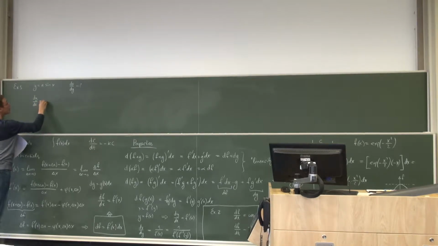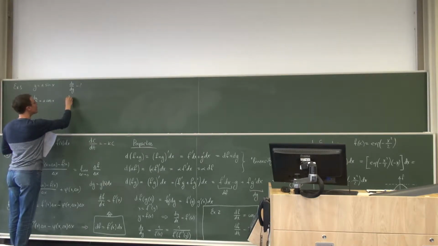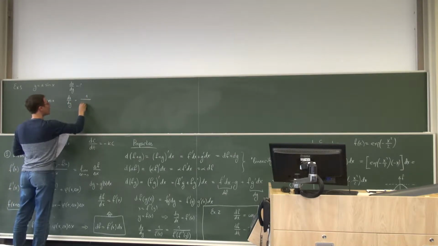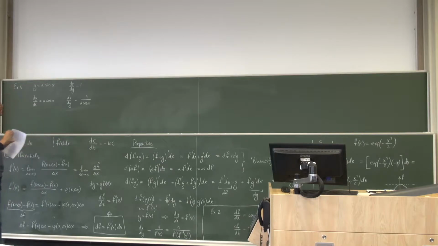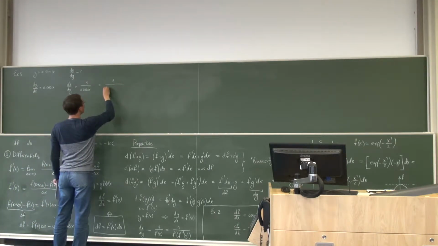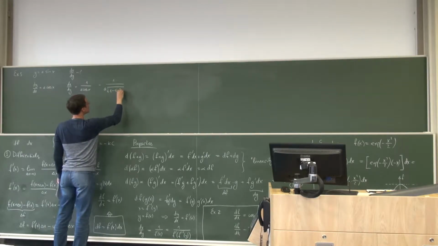dy by dx is a cosine x. Right? We all remember how to differentiate sine. Therefore, dx by dy is 1 over a cosine x. But then we'd really like this to be a function of y, so we need to invert this. What I will do is say, okay, this is 1 over a, and then cosine is root 1 minus sine squared x.